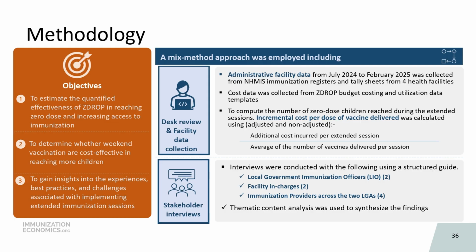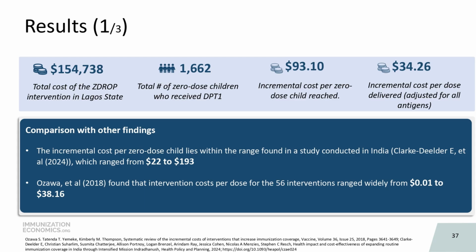Moving on to the next slide, I will show what the total cost of Z-drop implementation was in Lagos State. About $154,738 was spent to implement the Z-drop. And in total, about 1,662 children were reached with the first dose of Penta during the period of implementing those Z-drop plans.